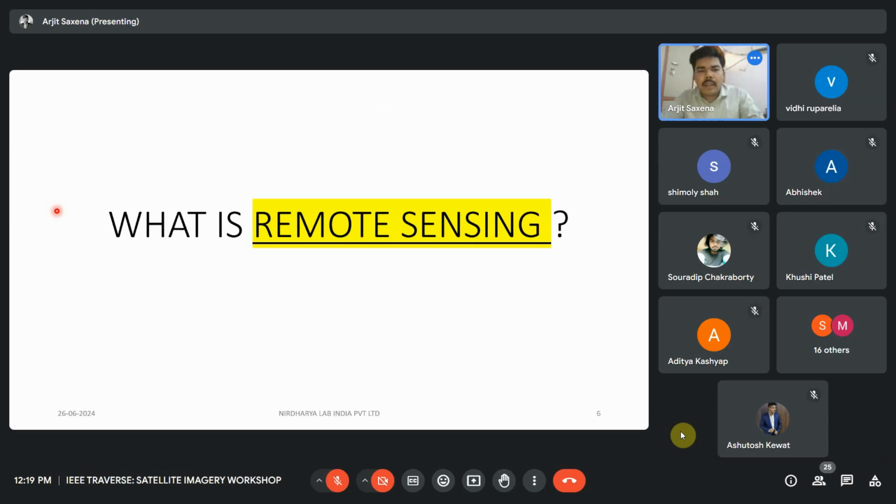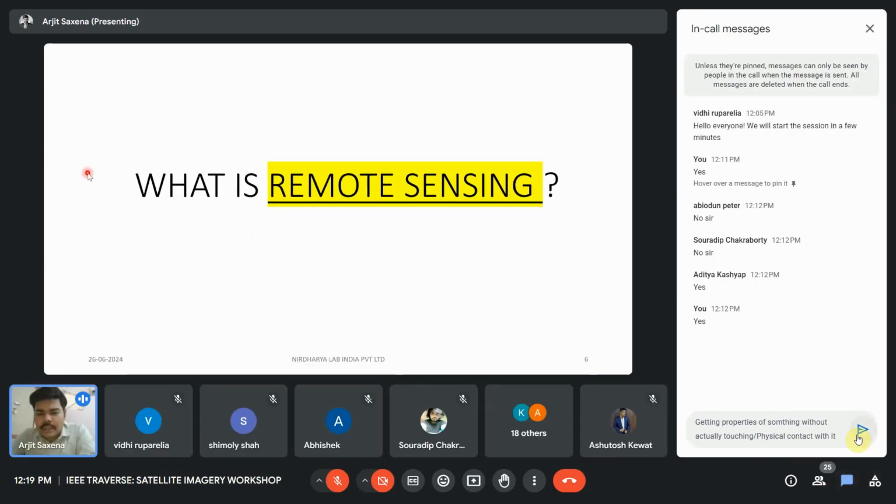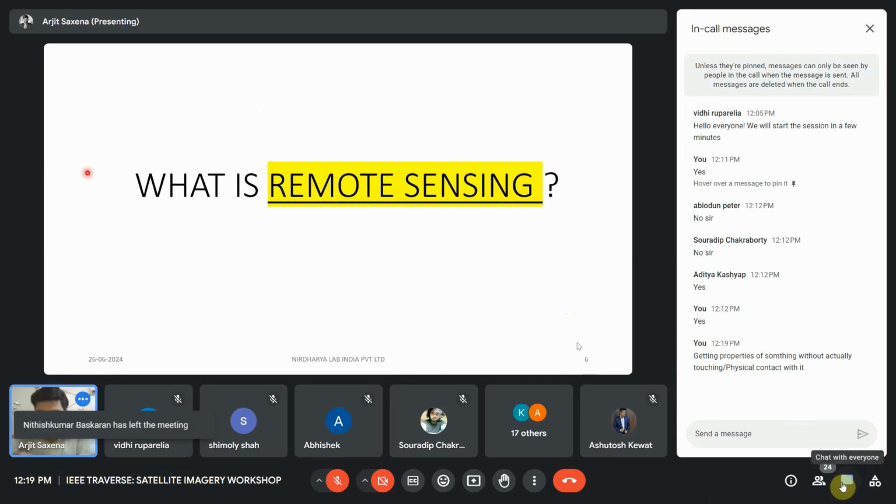So firstly, what is remote sensing? Anyone want to answer this? What is remote sensing? Yeah, guys. Getting properties of something without actually having physical contact with it. Good, wonderful. Others?